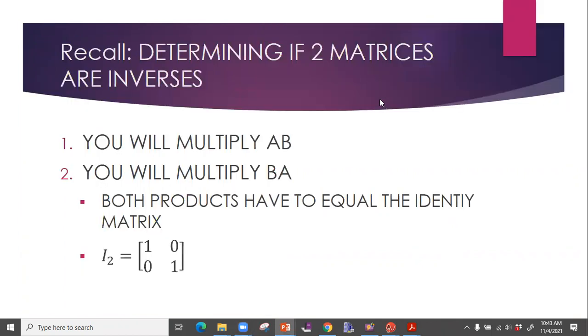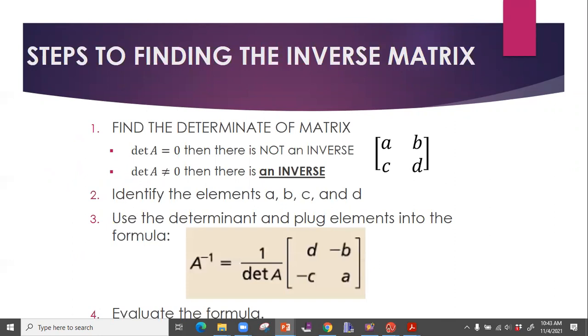So recall, don't write this down, but earlier this week, we talked about how to verify whether two matrices are inverses, correct? And that's where we had a matrix A and a matrix B, and we multiplied them together, correct? And if they equal the identity matrix, then they were inverses, right? Today, we're going to focus on finding the inverse, okay? And so how to find the inverse goes as follows.